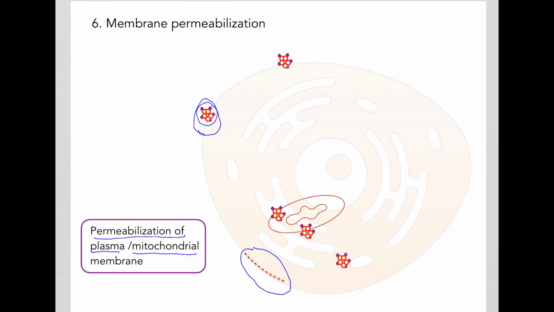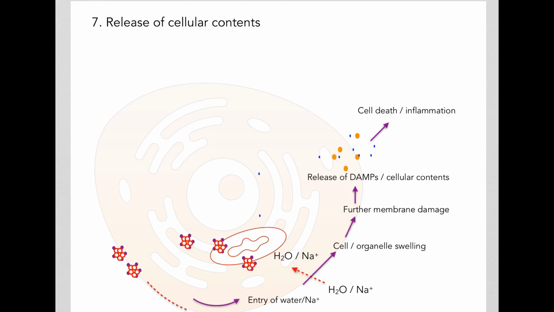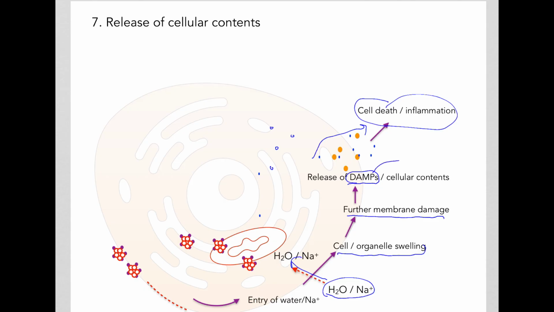it becomes more permeable. And because of these pores, the increased permeability, sodium as well as water will now enter the cell. The cell as well as all the organelles will swell. There will be further membrane damage due to this swelling, and that is going to release all kinds of cellular contents, including danger-associated molecular patterns, from the cell towards the outside. And that is going to cause cell death, and these DAMPs will also trigger inflammation.